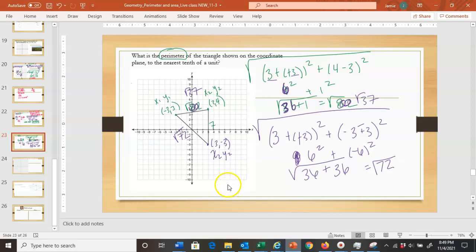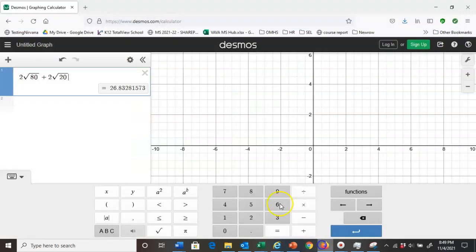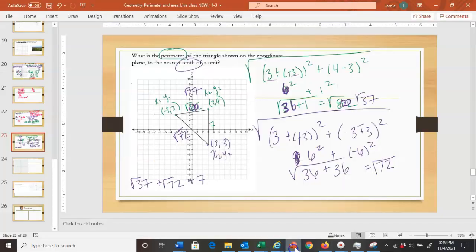Okay, now you find the perimeter. And it does, again, say the nearest tenth. So we'll just add them all up. Don't forget the 7. Root 37, root 72, and 7. Okay, let's see if I can remember all that. Root 37 plus root 72 plus 7. 21.6, right? The 6 will turn that 5 into a 6. We'll round that up. 21.6 units.